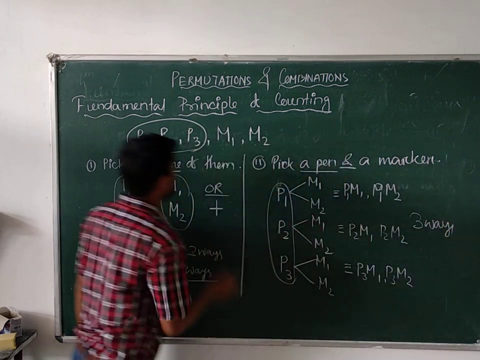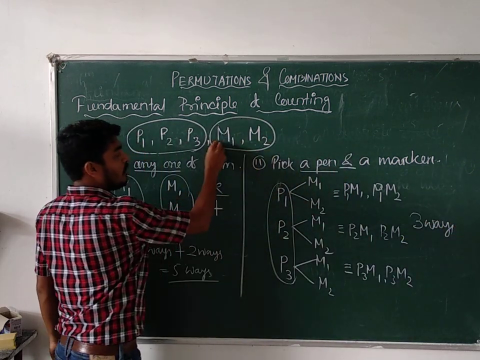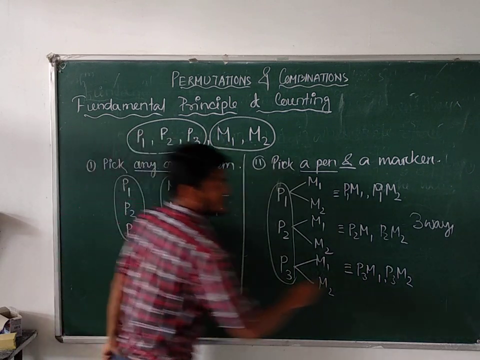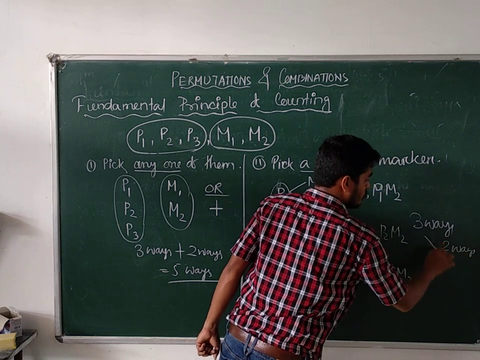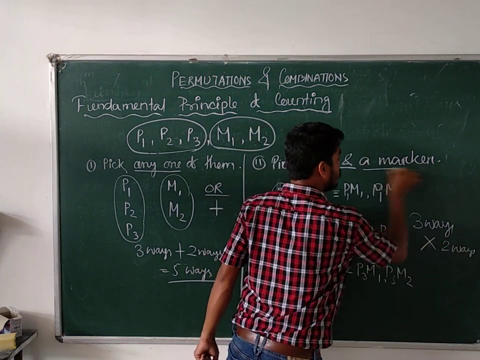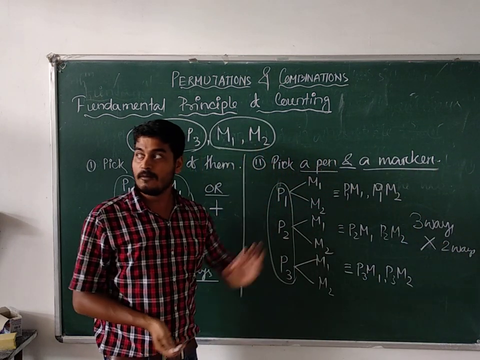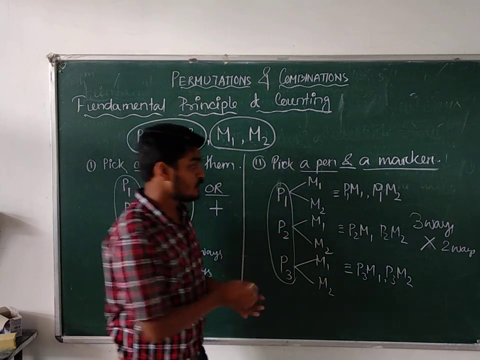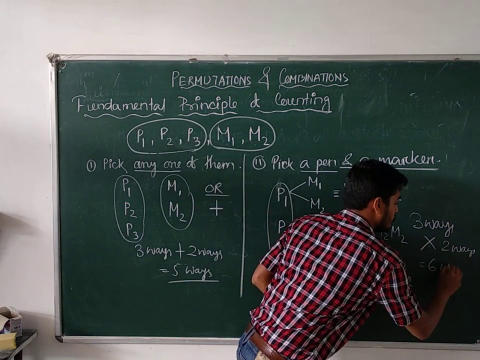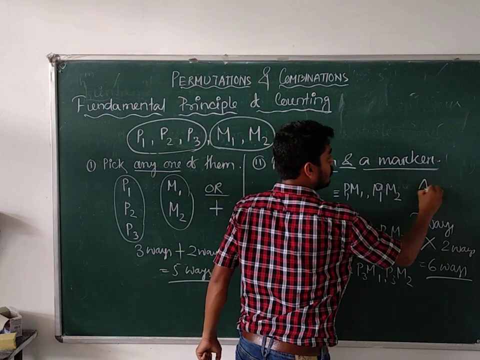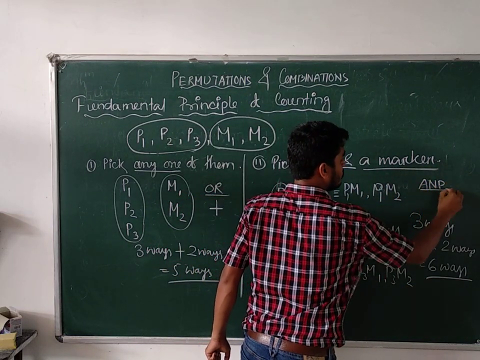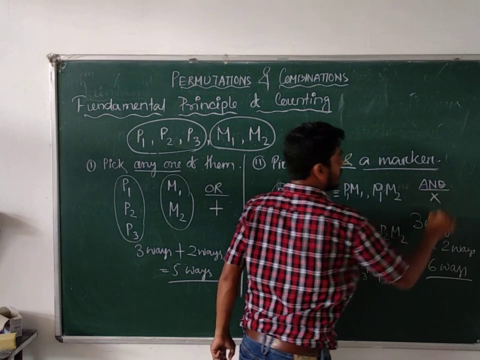And how many ways can you select a marker? Two ways. As both conditions must be satisfied, you have to select both objects, so the total number of ways will be 6. Here we have given importance to the word "and," which means multiplication.